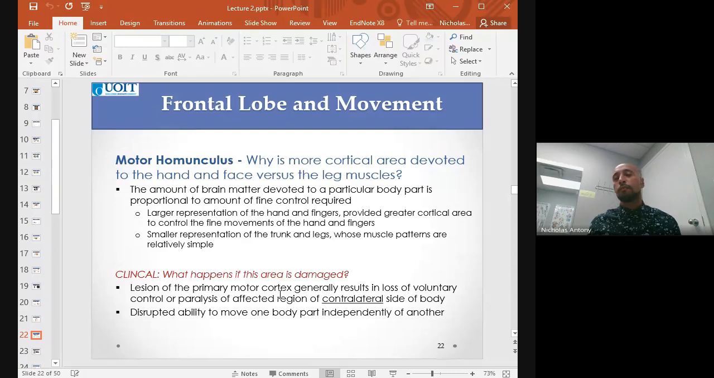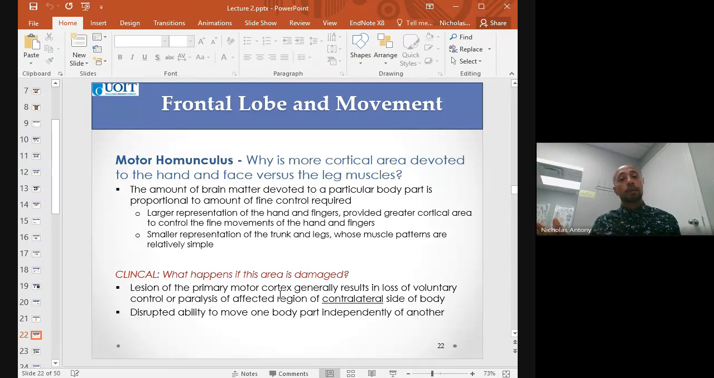You may not know this yet, but our right primary motor cortex, the right part of the brain, controls the left side of the body, and vice versa. So if you were to damage part of the right primary motor cortex, you're going to lose function of the left side of the body. Does everyone understand that? That the neurons for motor and sensory cross?